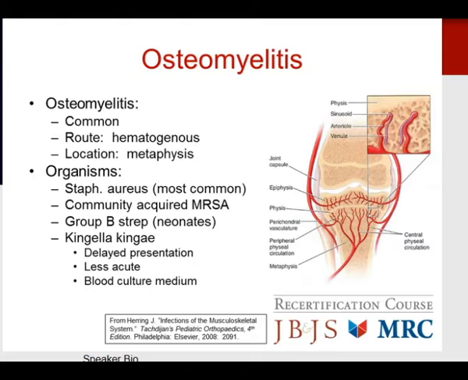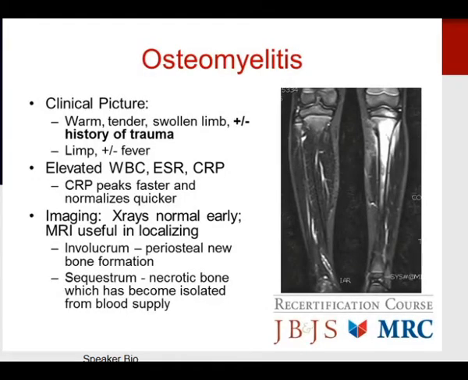Group B strep is commonly seen in neonates, and the test question involves a premature infant or a preterm infant who's had poor prenatal care presenting with osteomyelitis. Kingella has also seen some attention recently. Kingella is a fastidious organism which requires blood culture media for growth. Frequently, these have less acute symptoms than a Staph aureus infection, and a delayed presentation is very common.